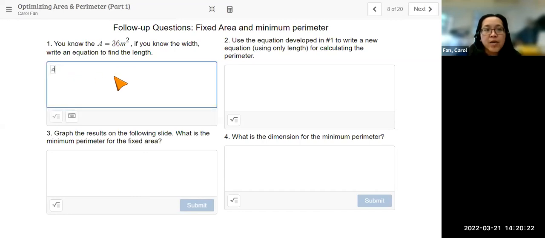So I know that area is equal to length times width. In this case, I have 36 is equal to length times width. So if I want to express it as an equation to find the length, I could say length is equal to 36 divided by width.